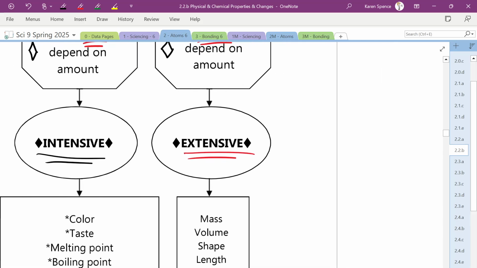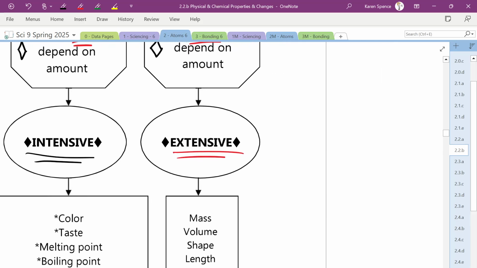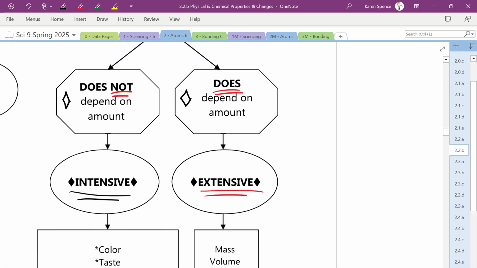An extensive property depends on the amount. So it's usually something that you're measuring, like mass. If I broke off a piece of this clip, would it have a different mass? Yes. Would it have a different volume? Yes. Would it have a different shape? Yes. Would it have a different length? Yes. Okay, those are extensive properties, and they depend on the amount. But those are enriched words. If you don't care about them, you do not need to learn them. Okay?